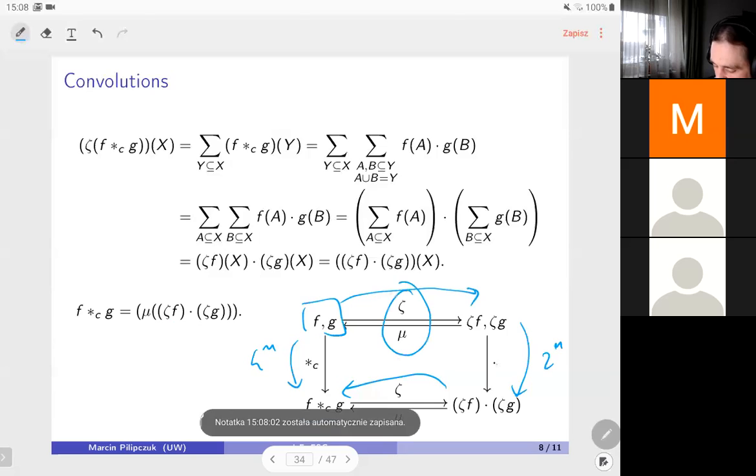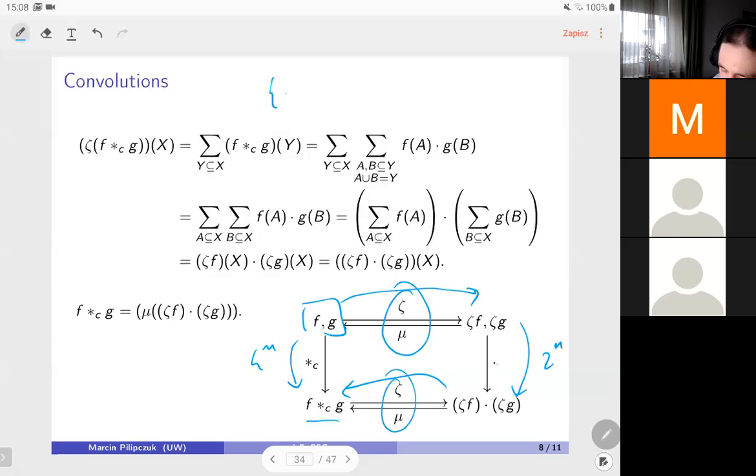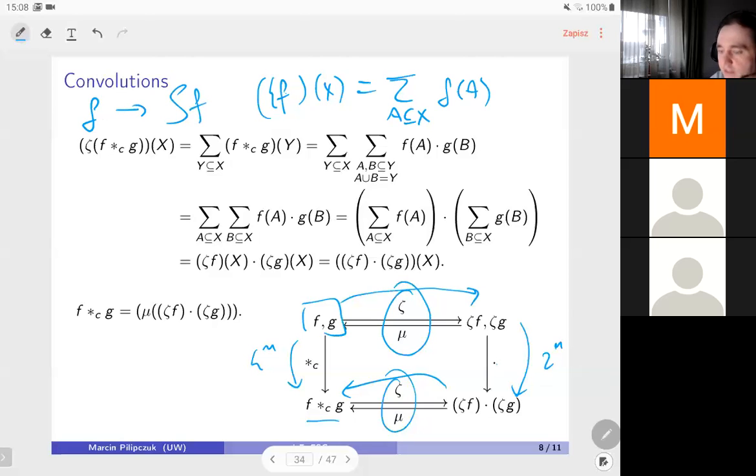How do we compute zeta and Möbius? If you look at the definition, zeta f of x is the sum over a inside x of f of a. Getting from the truth table of f to the truth table of zeta f requires 3 to the n time, because for every subset, we sum over all its subsets. So this is a 3 to the n computation if you do it directly. And the Möbius is the same, 3 to the n, because it's just some minus 1 signs, so it doesn't really matter.